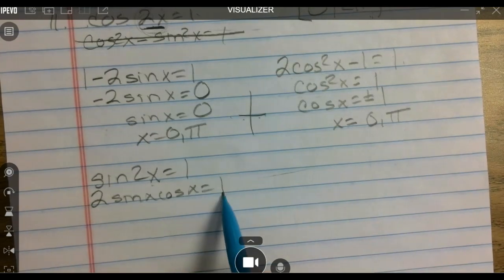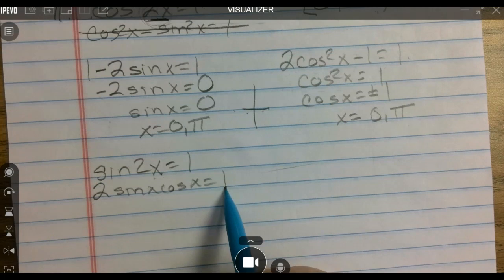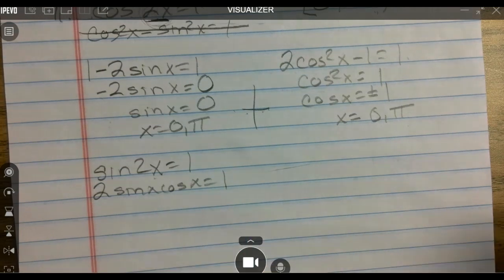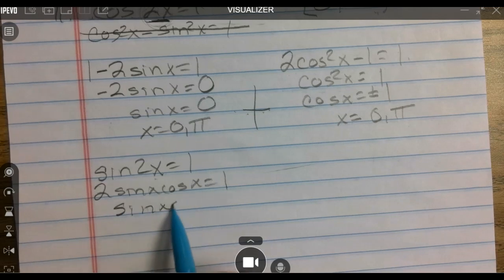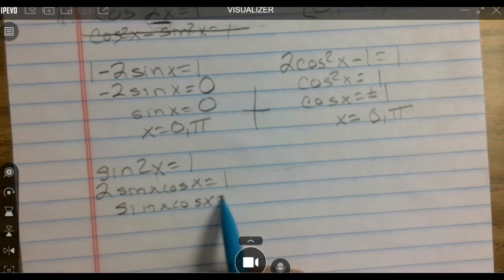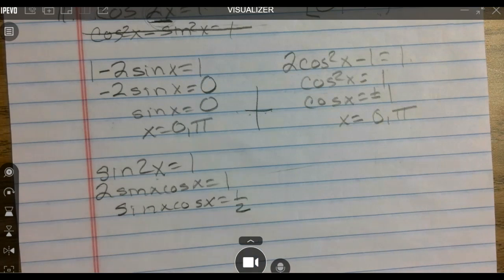And the reason you don't need to copy it down is, Elizabeth, you good? Is because I can't do anything with that. I mean, I can divide by 2. But if I have sine x cosine x, I get 1/2. Then what do I do?